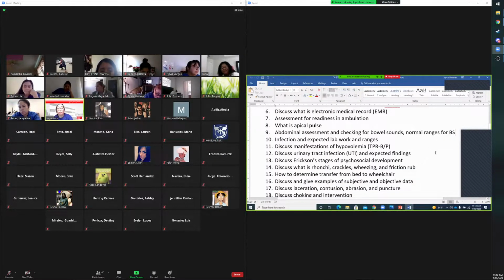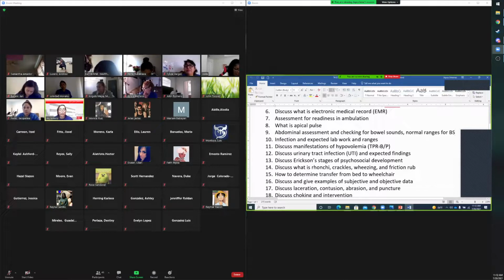What is your normal range for your bowel sounds? 5 to 30 times per minute. 5 to 35 times, guys, according to ATI, 5 to 35 per quadrant. And if you don't hear any, add another minute. For 5 minutes, you're going to count just to confirm they're absent. Okay, very good.